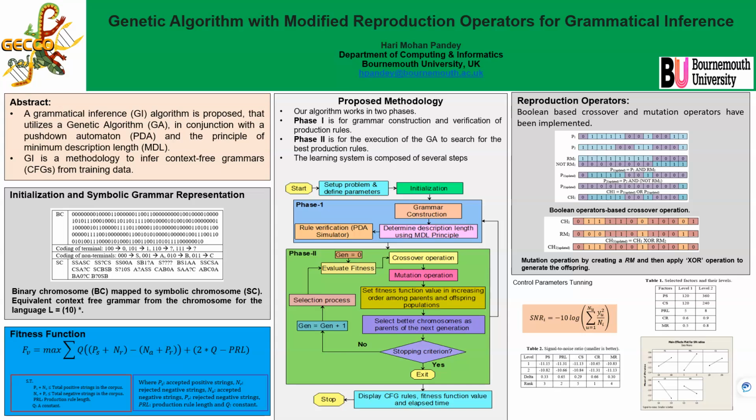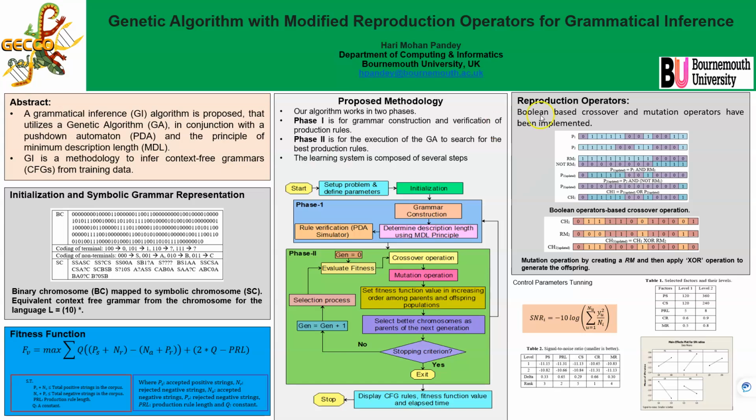So what is grammatical inference? Grammatical inference is a methodology to infer context-free grammars where we provide input text in the form of positive and negative sentences or strings, and the learning algorithm produces context-free grammars. So all in all, we want to produce a context-free grammar from a set of data.